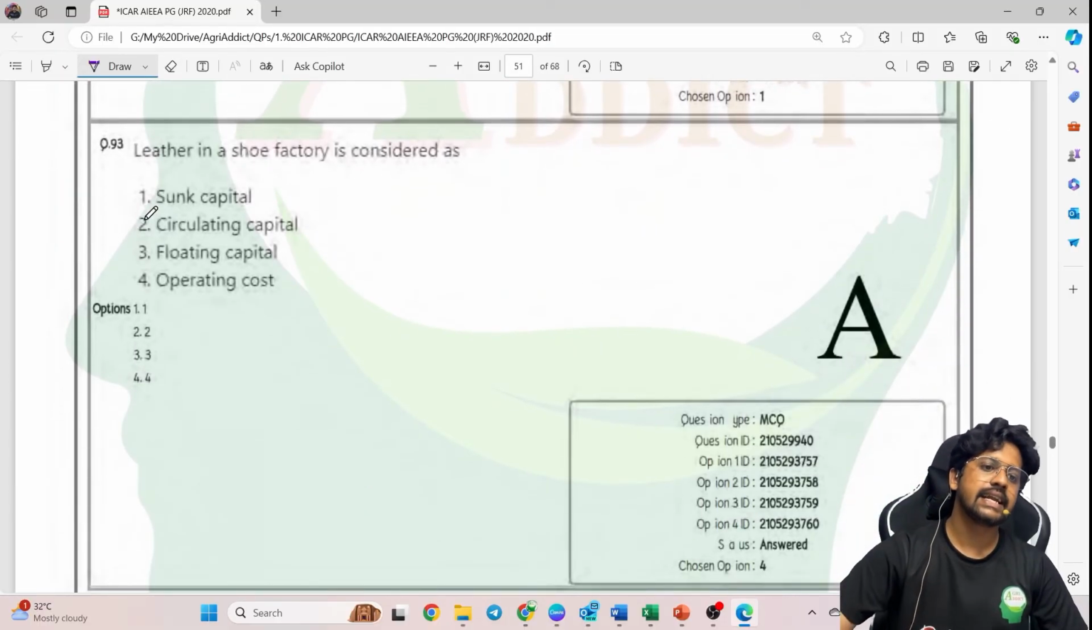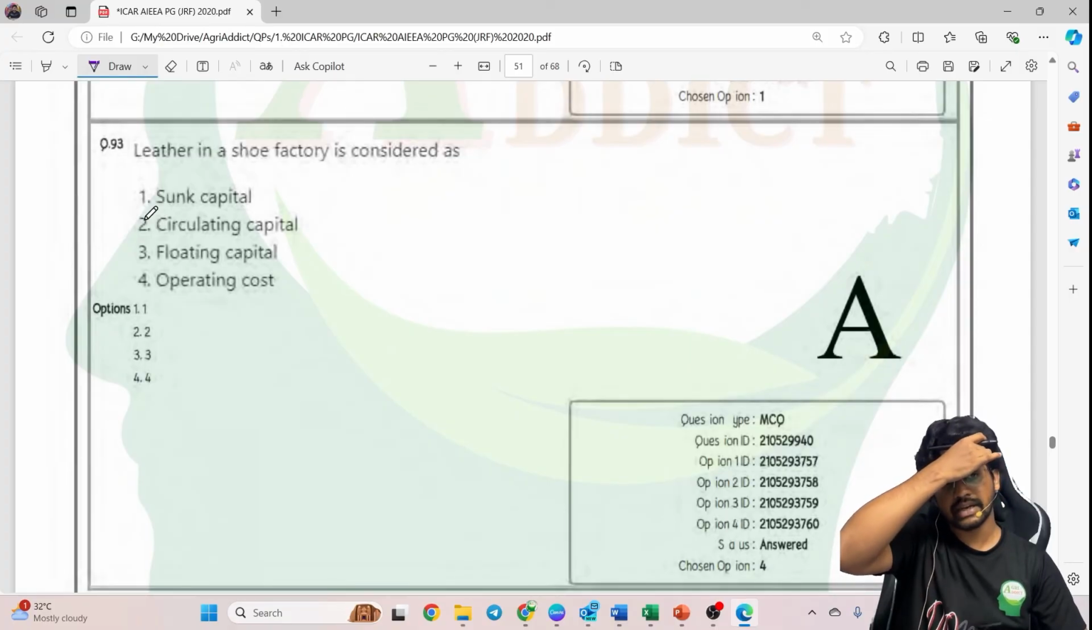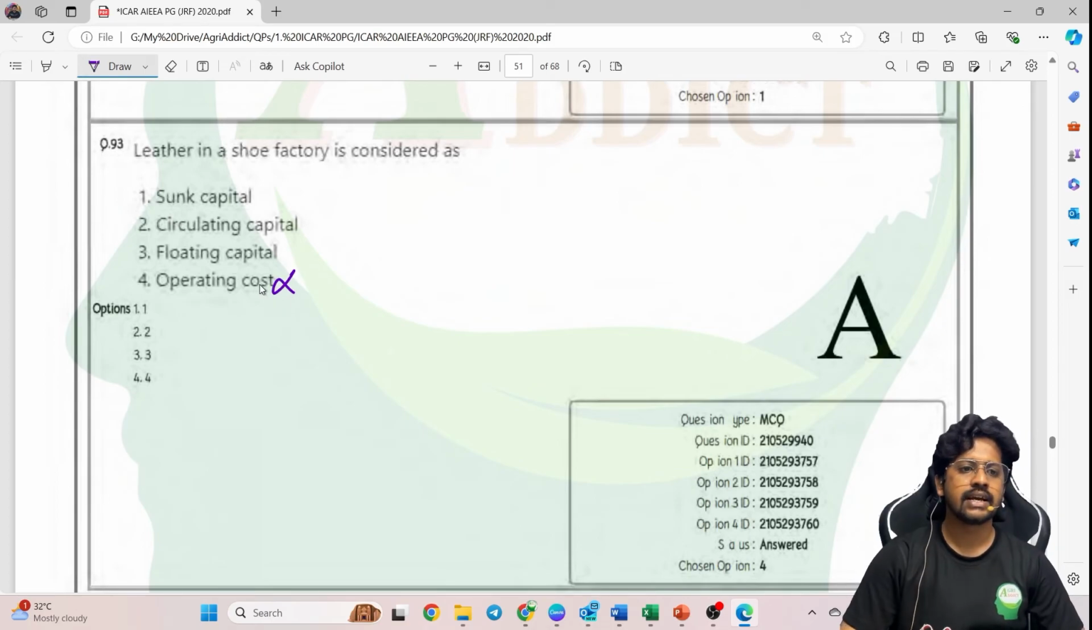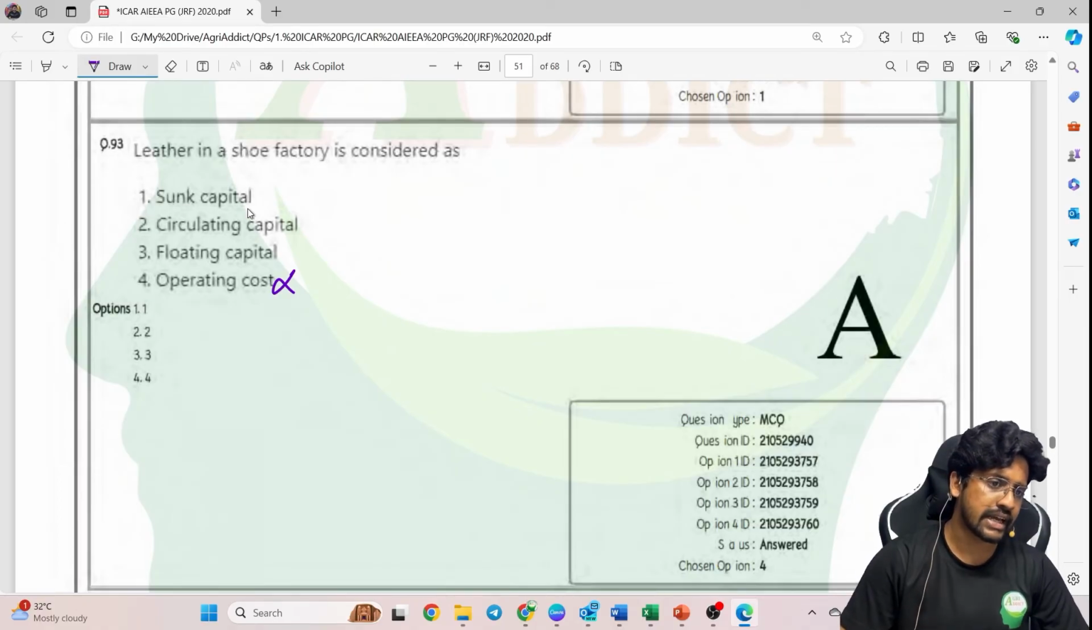Question number 93, leather in a shoe factory can be considered as. So different types of capital have been given here. Sunk capital is there, circulating capital is there, floating capital is there, operating cost is there. Operating cost we can eliminate. Actually leather in a shoe factory cannot be considered as an operating cost, so it can be considered as a sunk capital or circulating capital or floating capital.